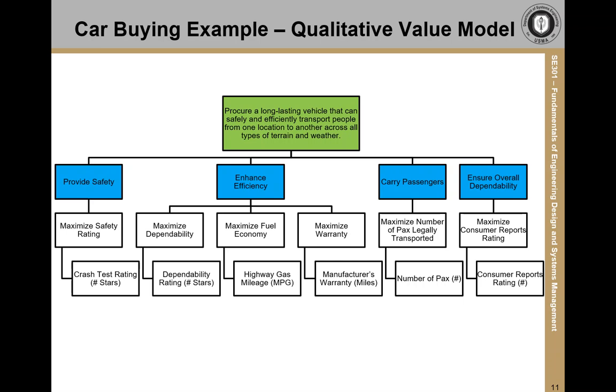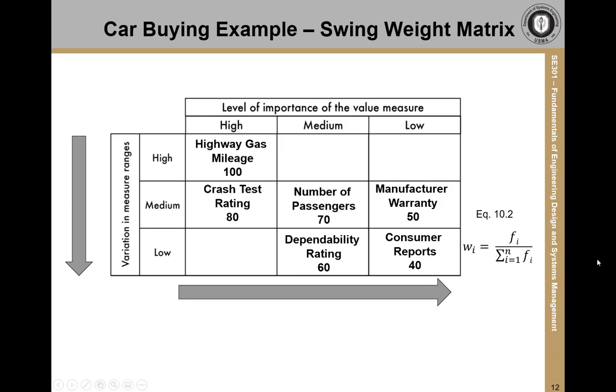All right, so this would be our qualitative value model. And then from here, we would need to go into assigning weights to our 6 value measures, and these being our value measures across the bottom. All right, so we use this tool called the swing weight matrix, which we will talk about more in a future class. But essentially, we score our value measures from 1 to 100, with 100 being the most important and the most variation. Then we could go all the way down to 1 if we needed to.